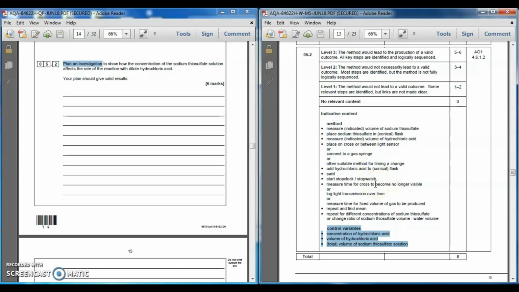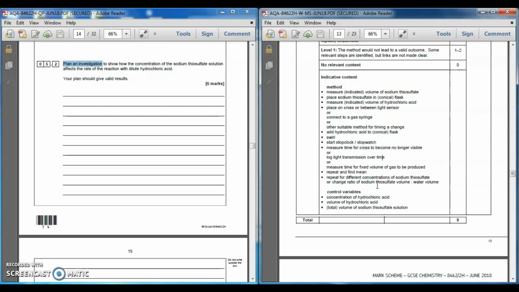You're going to stop the stop clock when you can't see the cross or when the light transmission can be logged over time. When you get to 50 centimetres cubed of gas, whatever it is, as long as you say what it is. Repeat it so that you can calculate a mean, which helps you create a more reliable result. And then another bit which some people forget, this bit.